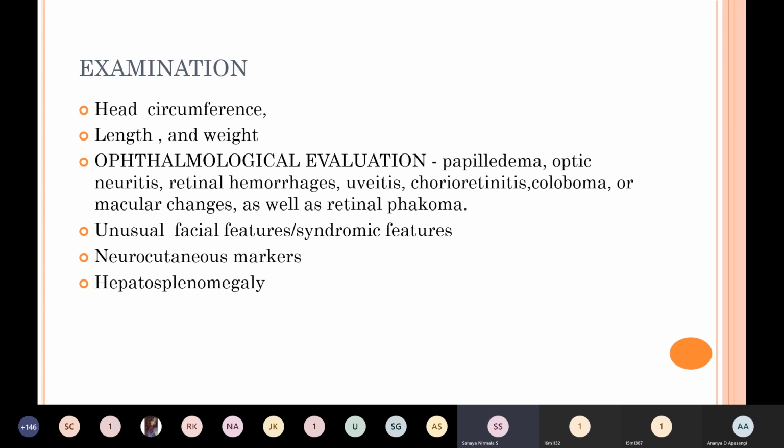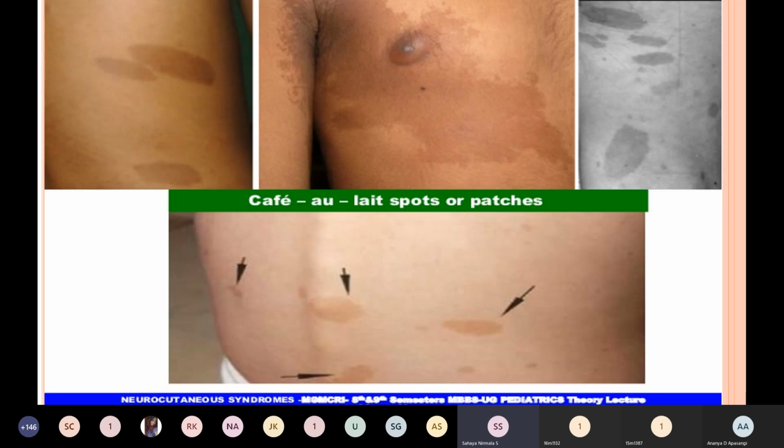And always look for any neurocutaneous markers and whether the child has any hepatosplenomegaly. So this can give a clue to some neurometabolic disorders. So in examination, in addition to neurological examination, these things should be looked for. There are some neurocutaneous syndromes, and as a marker of them, you can have these neurocutaneous markers.